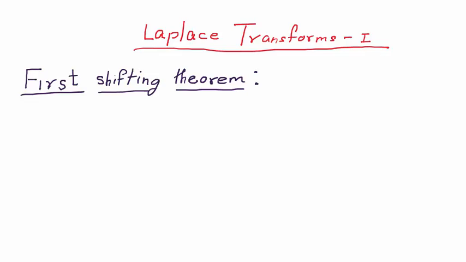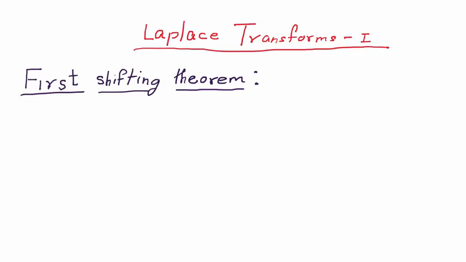Now we have learned how to find the Laplace transform of some standard functions. But if the functions are not in the standard form, then how can we find the Laplace? For that, we will see some properties and theorems in Laplace. First, we will see the first shifting theorem.